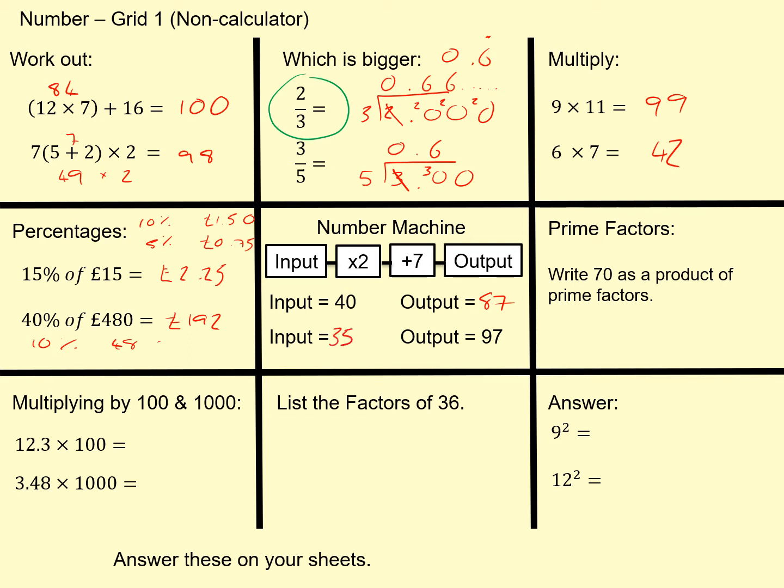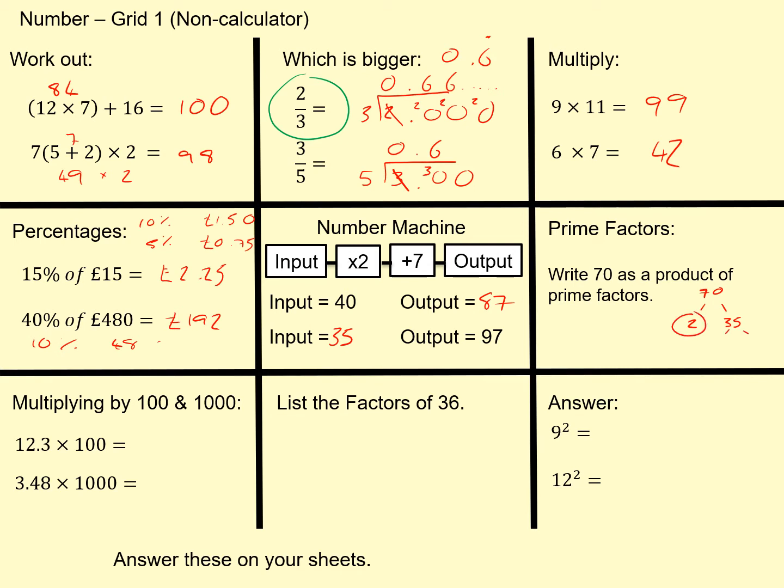Prime factors. Write 70 as a product of prime factors. Now, we haven't done this one as yet, so I'm hoping we can remember this one from school, but there is a lesson coming on it. This is where we split out the 70 into its primes. So 70 I can split out into a 2 and a 35. 2 times 35 is 70. 2's prime, so I can circle that.